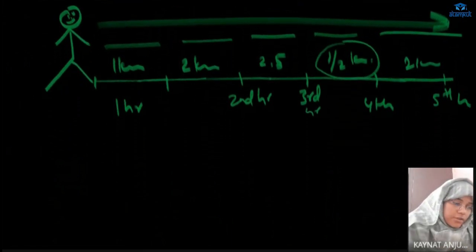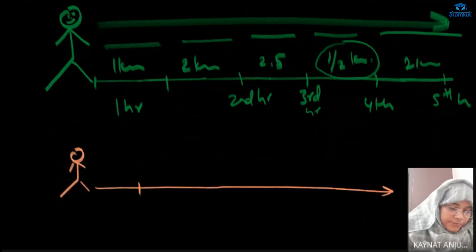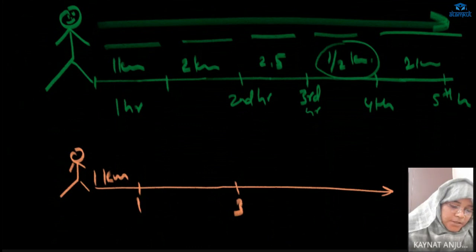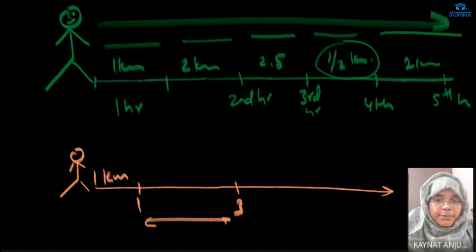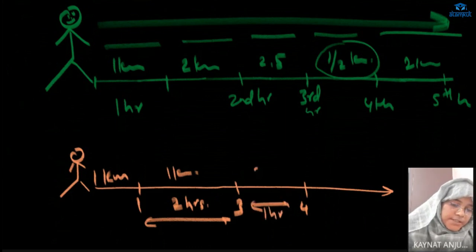You can also take an example like this: the same man is walking, and suppose in the first hour he has traveled 1 kilometer. Then take the third hour. If we take the difference of these two, 1 and 3, it will be 2. So in 2 hours, suppose again 1 kilometer. Then in the fourth hour, the difference is 1 hour, and he has traveled 5 kilometers.